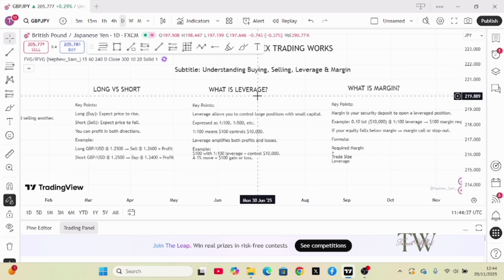So when we talk about margin, it is your security deposit to open a leveraged what?